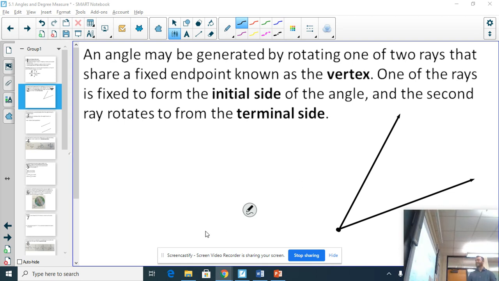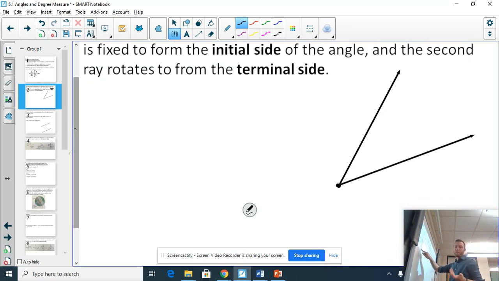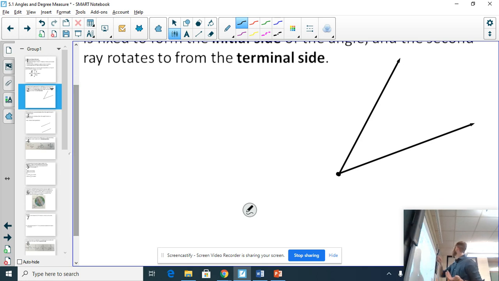Okay, it says an angle may be generated by rotating one of 2 rays that share a fixed endpoint known as the vertex. One of the rays is fixed to form the initial side of the angle, and the second ray rotates to form the terminal side. I like to include the mathy definitions of things first, so that you can get that vocabulary in your head, and then I like to simplify it. So all that's saying is what an angle is. And you guys know what an angle is, right? But it's just defining some things.